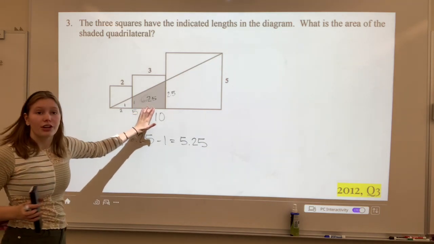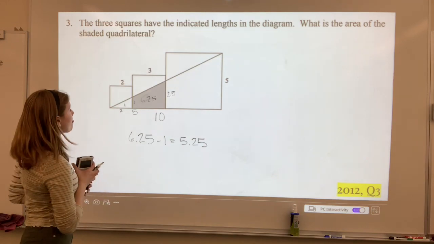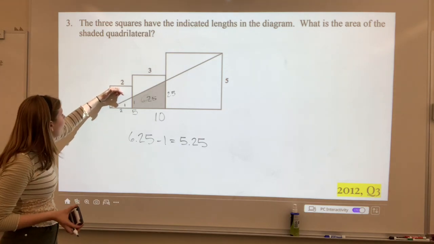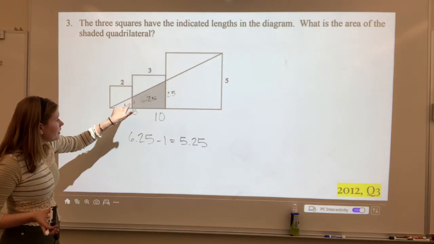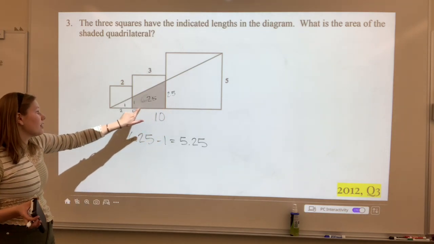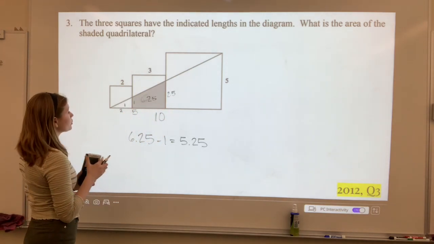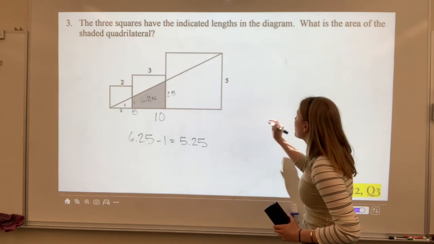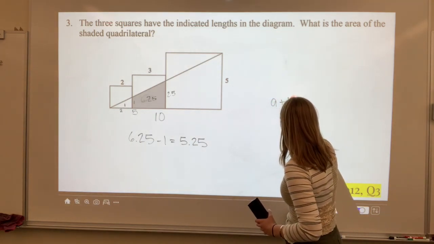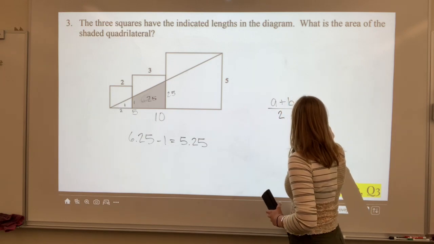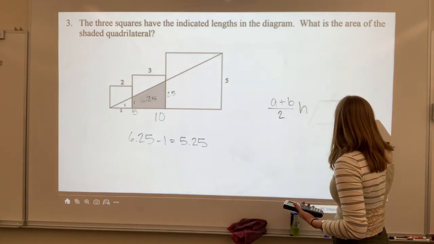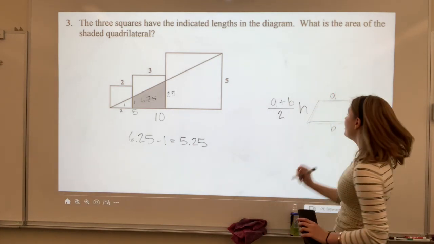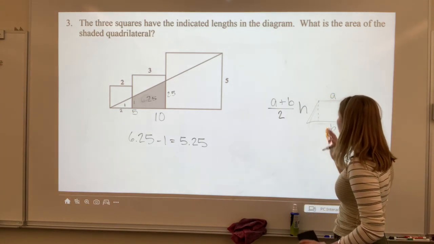As you may notice, this gray region is a trapezoid. So instead of finding the area of this triangle, which was simple to find, we could just go based off this side length, this side length, and the height of our trapezoid. So I'm just going to write out the formula for the area of a trapezoid. It is A plus B divided by 2 times the height. I'm going to draw it out over here. A and B are the sides that are parallel, and our height is just the height of the trapezoid.